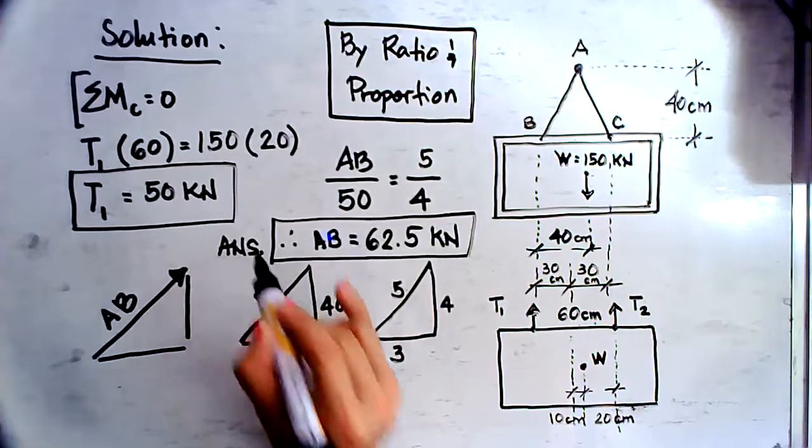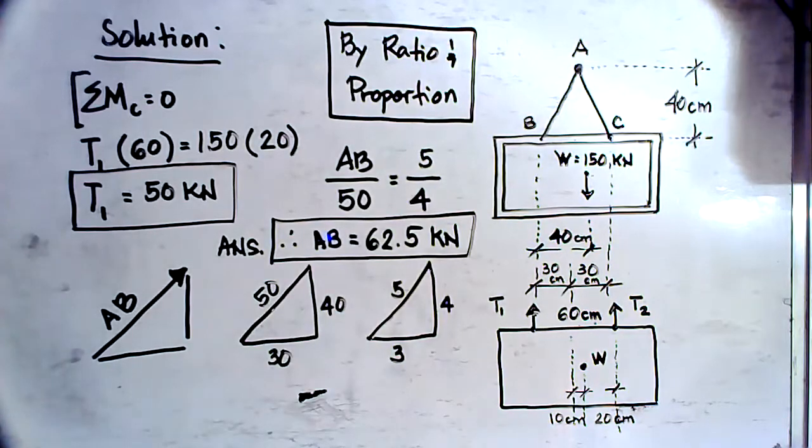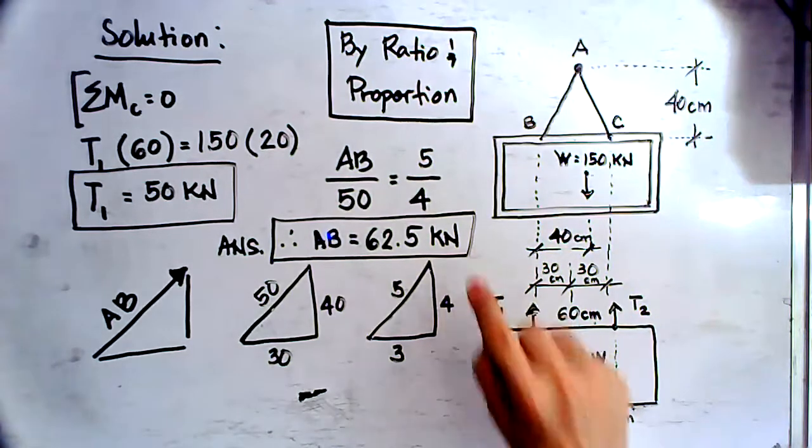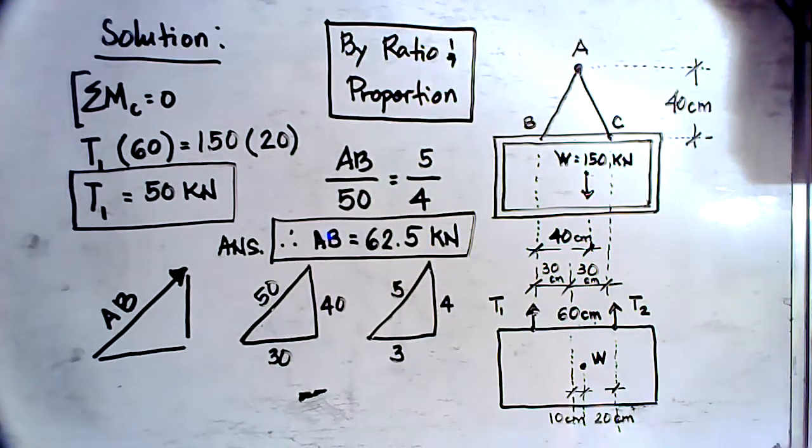So the question here is, what is the tension in cord AB? The answer is 62.5 kilonewton.